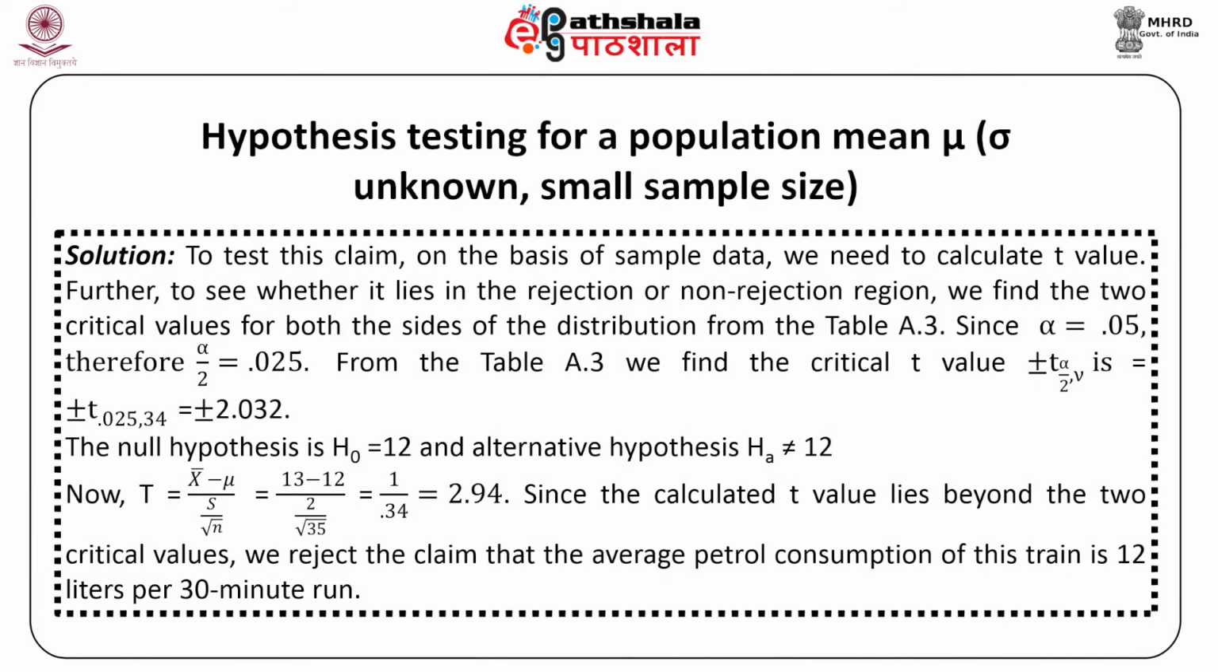Suppose in 35 half-hour test runs of a train, the average petrol consumption was 13 liters with a standard deviation of 2 liters. The engine driver asserts that the average petrol consumption of this train is 12 liters per 30-minute run. Assuming a normal distribution, test the assertion of the engine driver at a 5% significance level. So how will you do it?